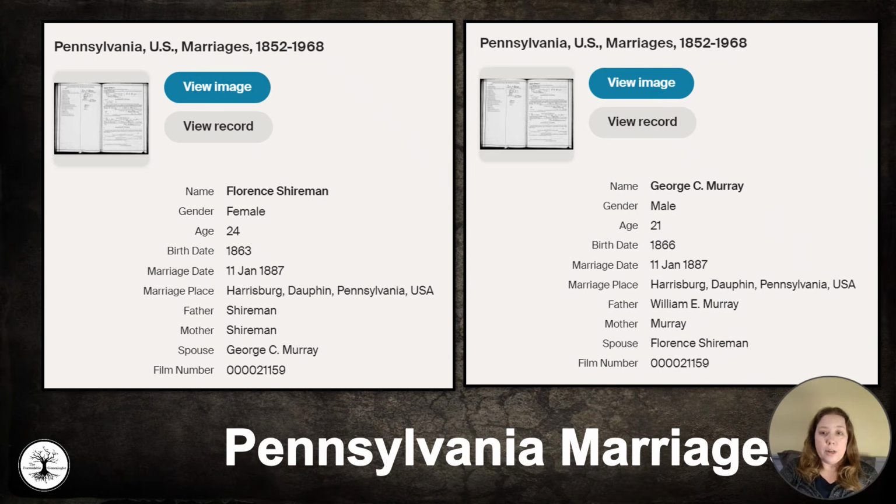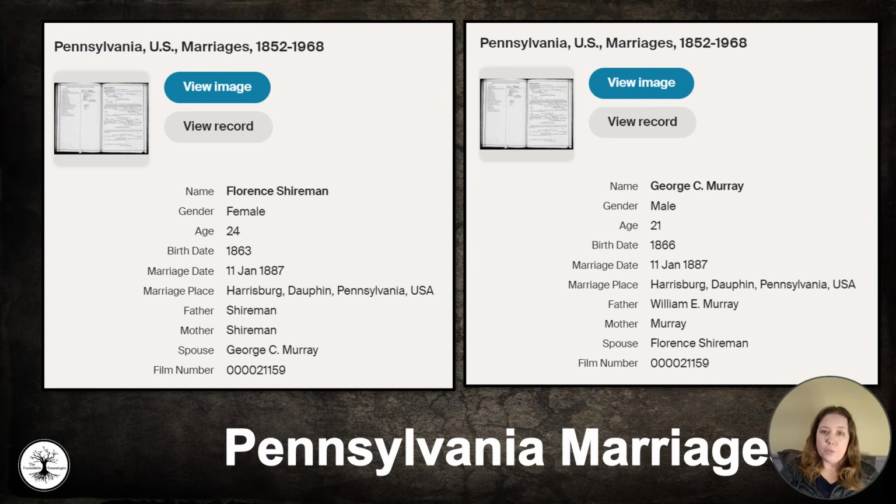So I start looking for marriage records for a George C. Murray and a Flora anywhere. In Harrisburg, Pennsylvania in 1887, I find a George C. Murray marrying Florence Shireman. This George C. Murray is the right age to be our guy.